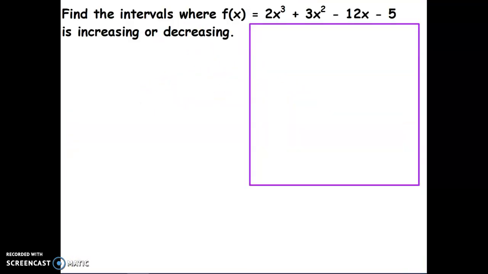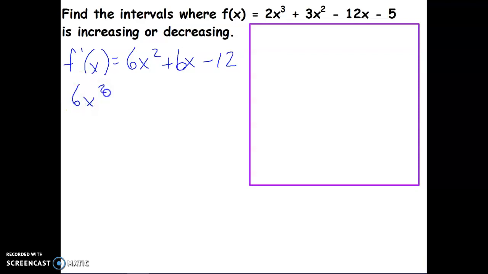All right, let's look at one more. Let's take the derivative of this one. So the derivative of this: 3 times 2 is 6, 2 times 3 is 6, and 12 times 1 is 12. There's my derivative. All right, that's a polynomial, so it's defined everywhere, but I can figure out where it equals 0. So I'll take that derivative, set it equal to 0.